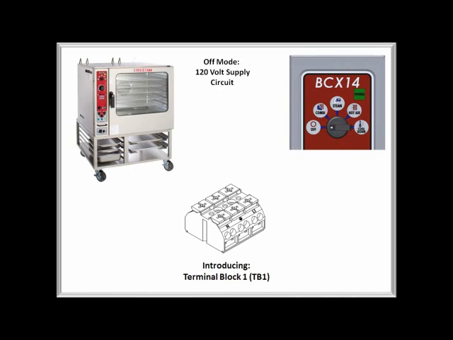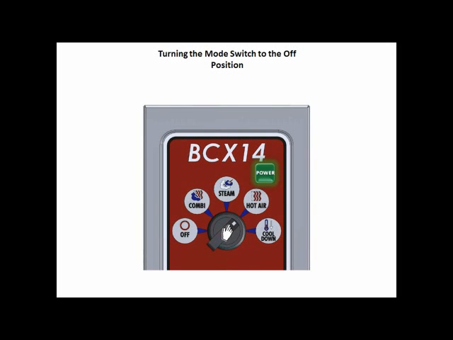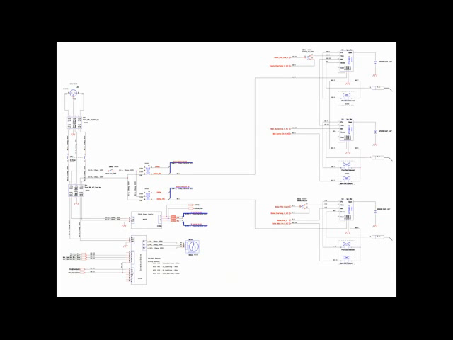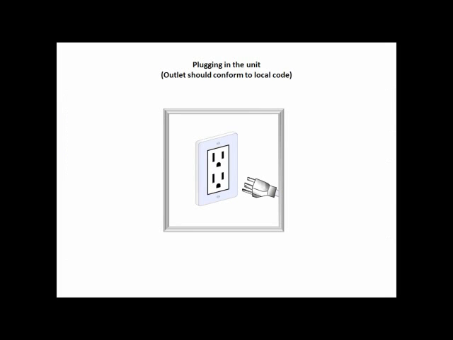Let us begin in the off mode and look at the incoming power as well as terminal block 1. Turn the selector switch to the off position. Power is supplied to the unit by the plug. It should be inserted into a 20 amp outlet that is installed according to local code.